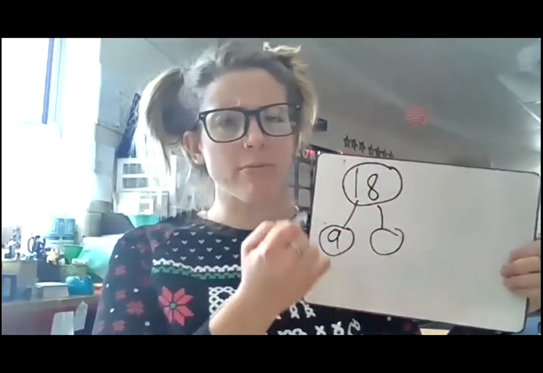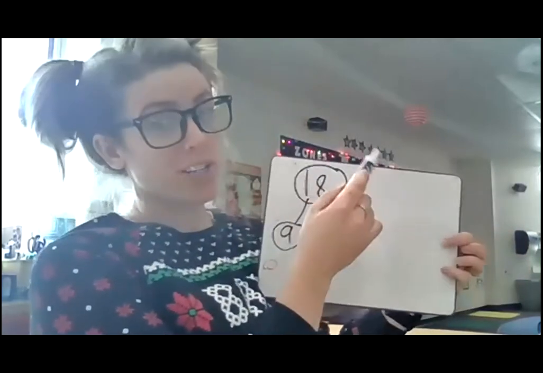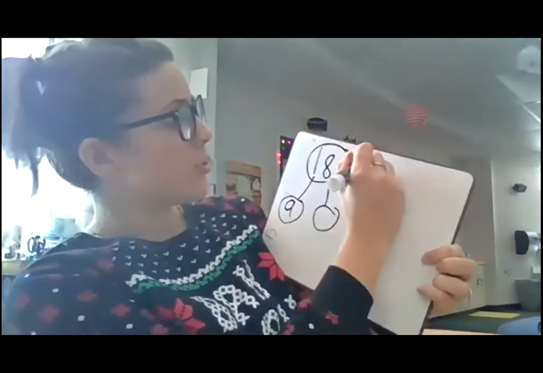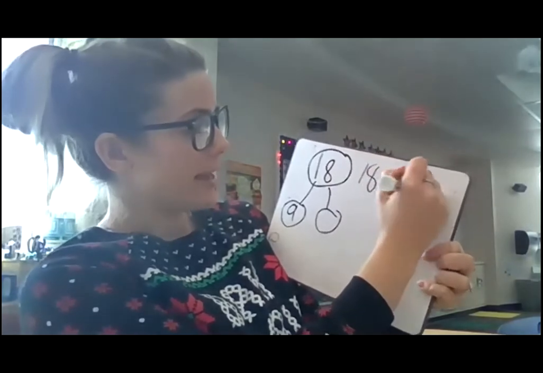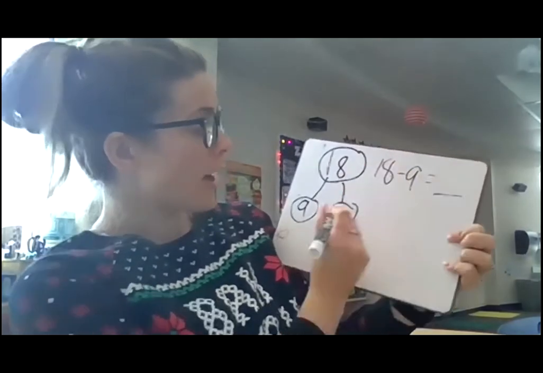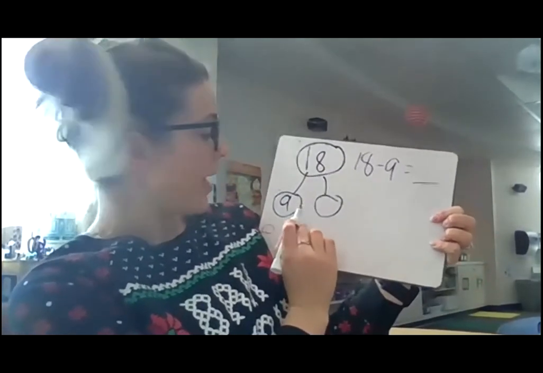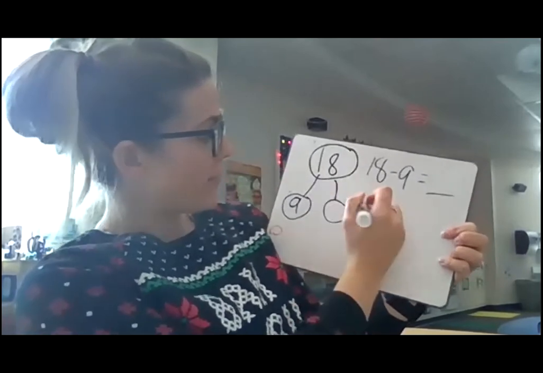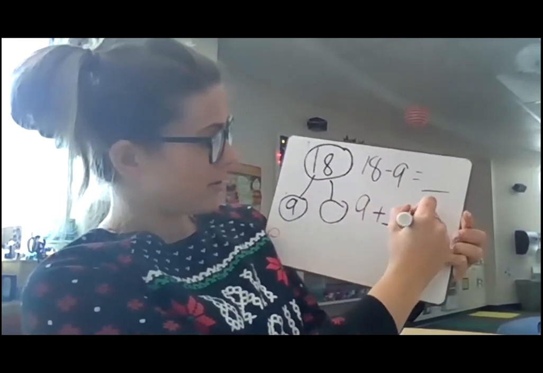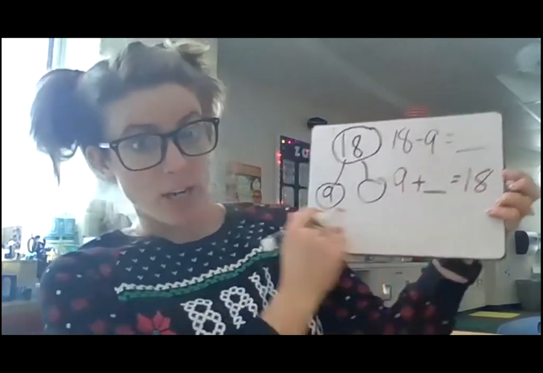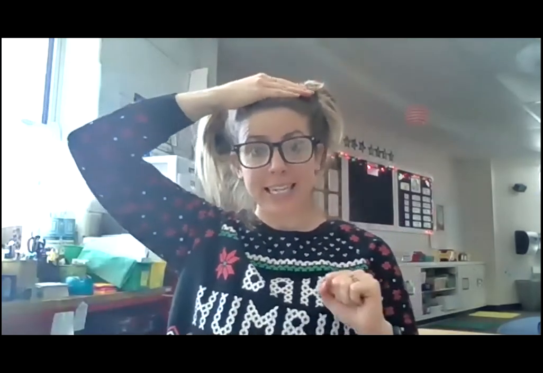Now that I drew my number bond, I could make this an addition problem or a subtraction. I could do 18 as my whole, take away 9 makes what? Or I could make a counting on problem and think 9 plus what makes 18. You guys know that I love counting on, so I'm going to count on. Go ahead and count on with me. 9 plus what makes 18? So put 9 in your head. We're going to count on until we get to 18.